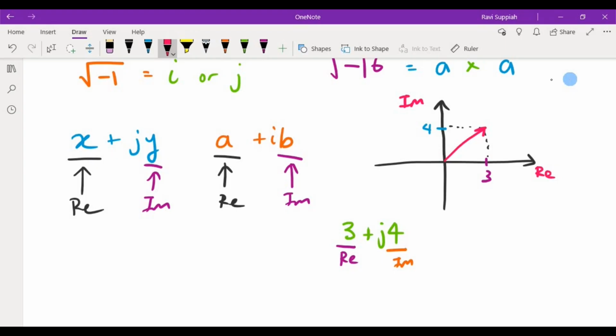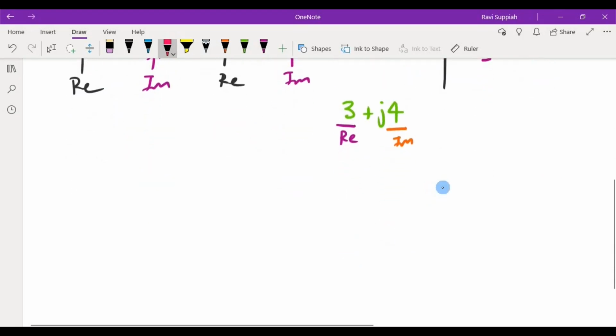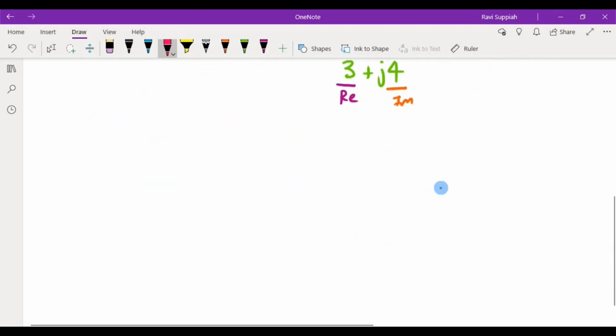Now we have gotten a good overview of some complex number terminology. Now let's move on to understand the basic operations that we can actually do with complex numbers. The first is addition and subtraction.